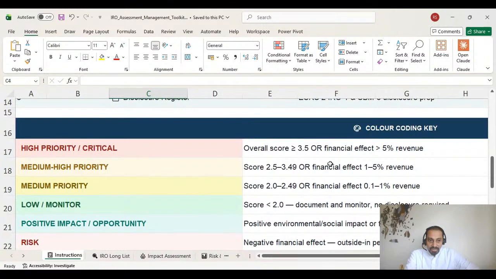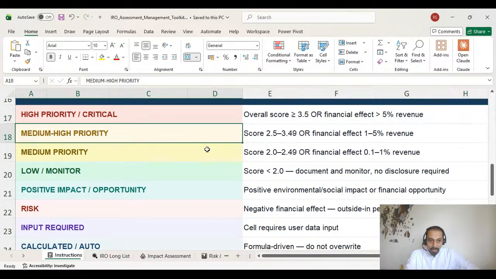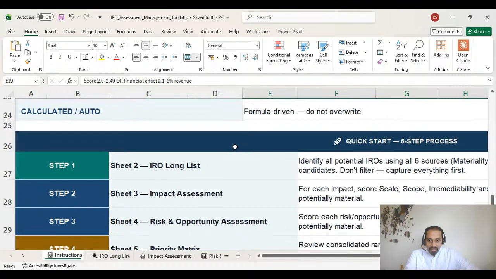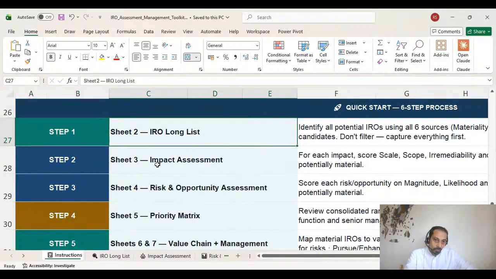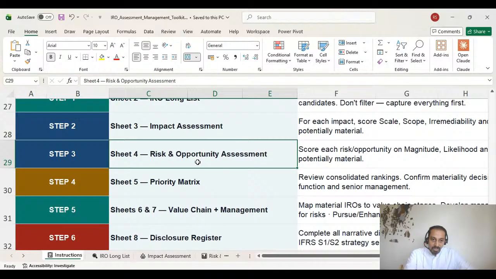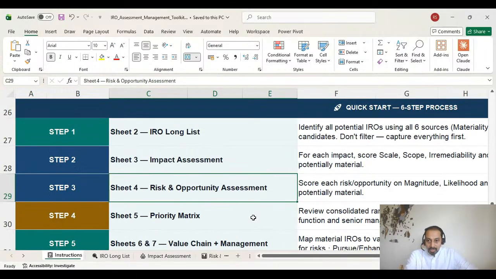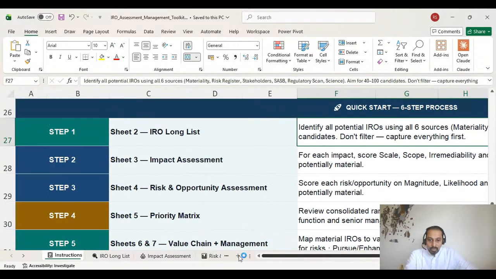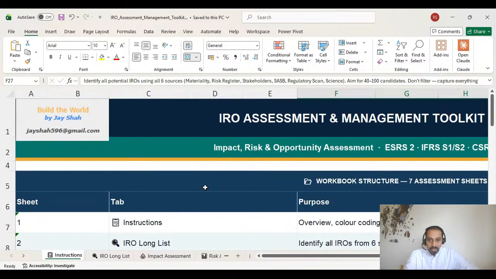These are the legends showing how critical, high priority, medium and low priority, and risk are captured. These are the steps showing how this toolkit of Excel sheets can be utilized, so that you can quick start with the 6-step process as I mentioned in the presentation. Step 1 is part of sheet 2, step 2 is part of sheet 3, step 3 is part of sheet 4. I mapped out all the stuff, and in the descriptions you can see the details of how it's calculated and how it works. Through this whole toolkit, you can understand through the instructions how it works.